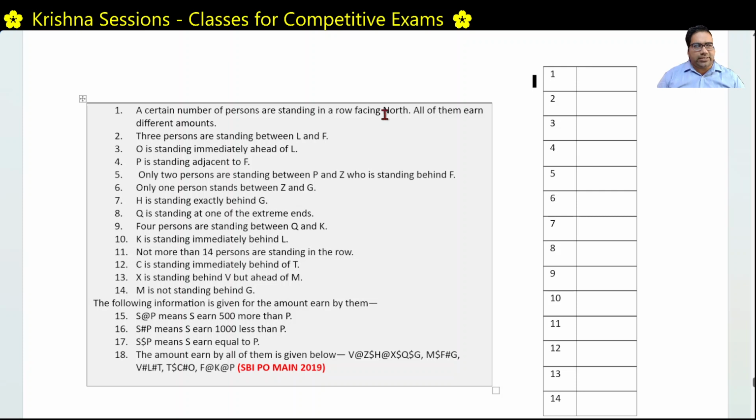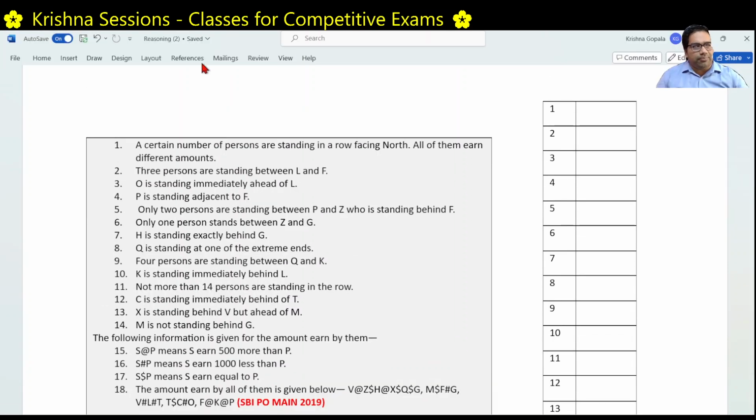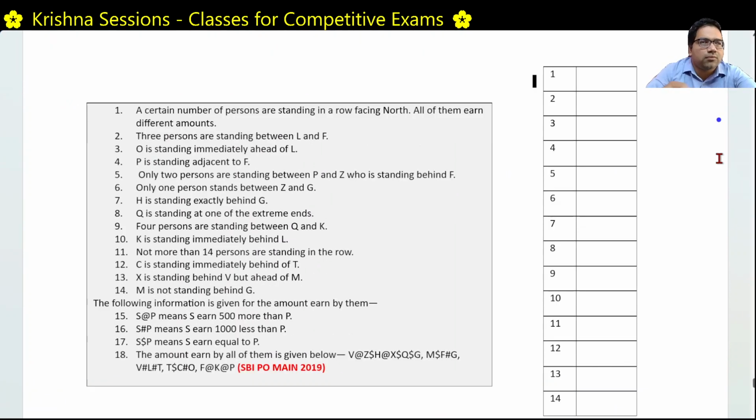A certain number of persons are standing in a row facing north, all of them earn different amounts. Three persons are standing between L and F. Right, all are facing north. Three persons are standing between L and F. What does that mean? Now that means L can be before F or F can be before L. As per condition number two, it is L, 1, 2, 3, F or F, 1, 2, 3, L.